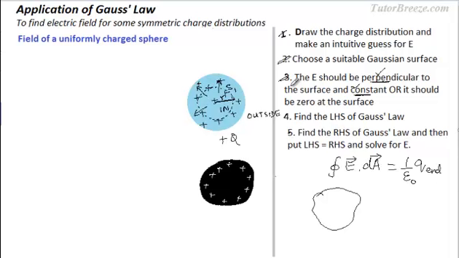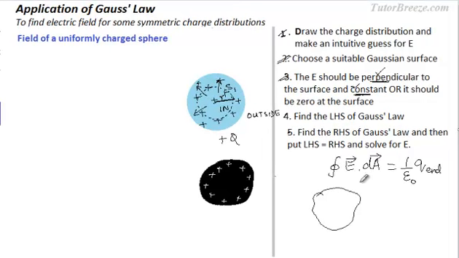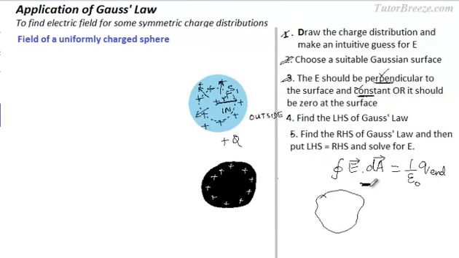We've completed this. So the next step is to find the left hand side of Gauss's law. Finding the left hand side of Gauss's law means we find the total flux through the Gaussian surface, which is integral E dot dA.